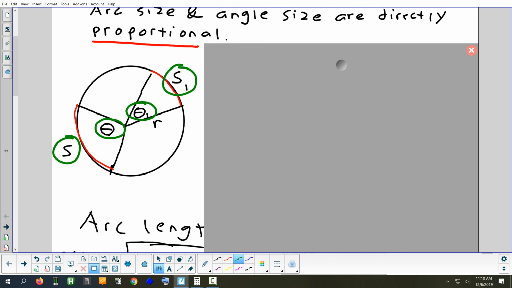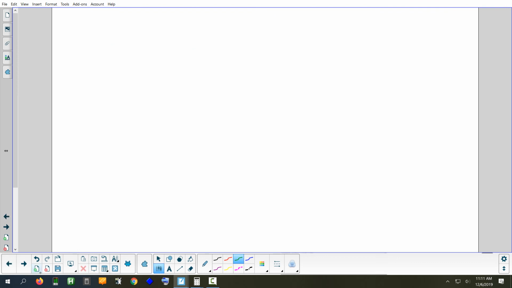Now, what we need is some kind of fact between angle size and arc size. And I'm going to go back to something I talked about yesterday to show you how this is going to work with something you're probably already familiar with. I want to convert feet to inches. Can somebody give me a true fact about feet and inches? What's the fact we can use there? It's 12 inches in a foot. There's 12 inches in 1 foot.